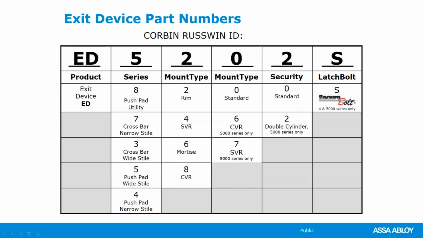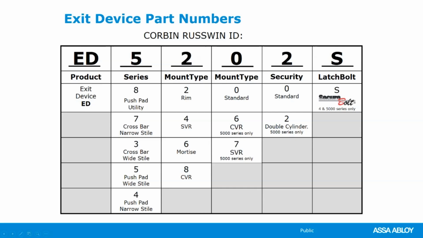0 for our standard device, and if it's a double cylinder device, on the rim or the mortise, it would be a 2. And the S is a suffix that is added for our secure bolt type device, and we'll talk about that. It's a different product than our normal Pullman latch. So what we're showing you is an ED5202S, which is an exit device, a 5000 series rim, which is our double cylinder with our secure type bolt. That is our classroom security type device.